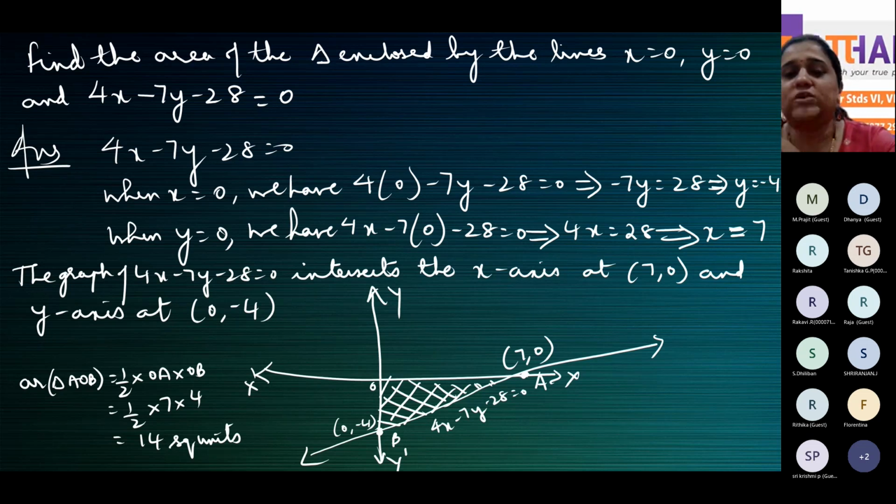So remember, x is equal to 0 is nothing but the y-axis. Y is equal to 0 is nothing but the x-axis. So we already have 2 lines and the third line is given to you. And how will you know where the third line lies? So take x as 0 and y as 0 and find 2 points. Plot those 2 points, 7, 0 and 0, minus 4. When you join that, that will be the third line. Now these 3 lines enclose a triangle. The triangle here is AOB. You need to find the area of the triangle AOB.